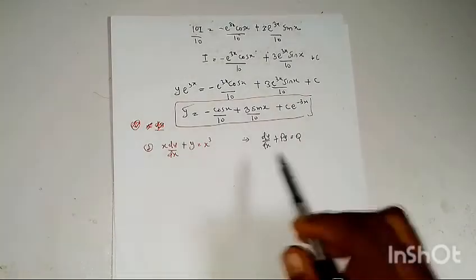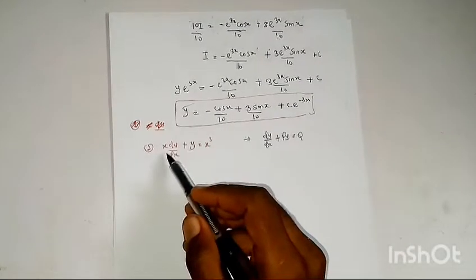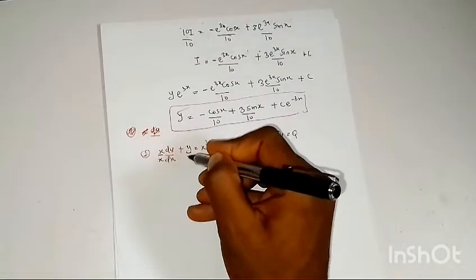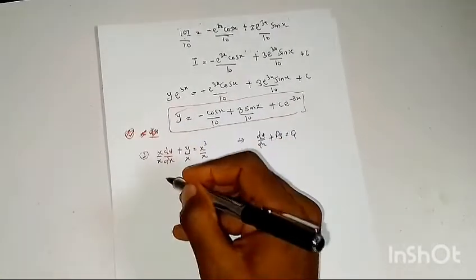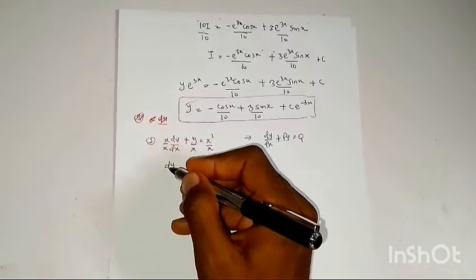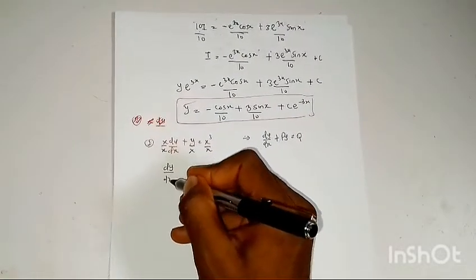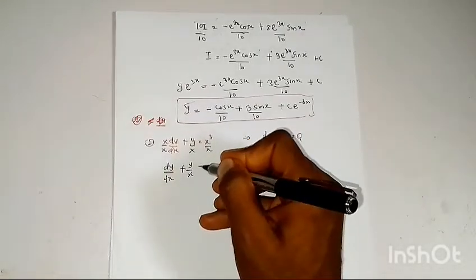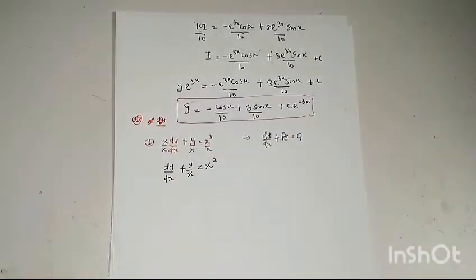So how do we express this in this particular form? The first thing we do is to eliminate this x. Dividing all sides by x, it will give me dy/dx plus y over x equals x squared. So this is what I've successfully done.